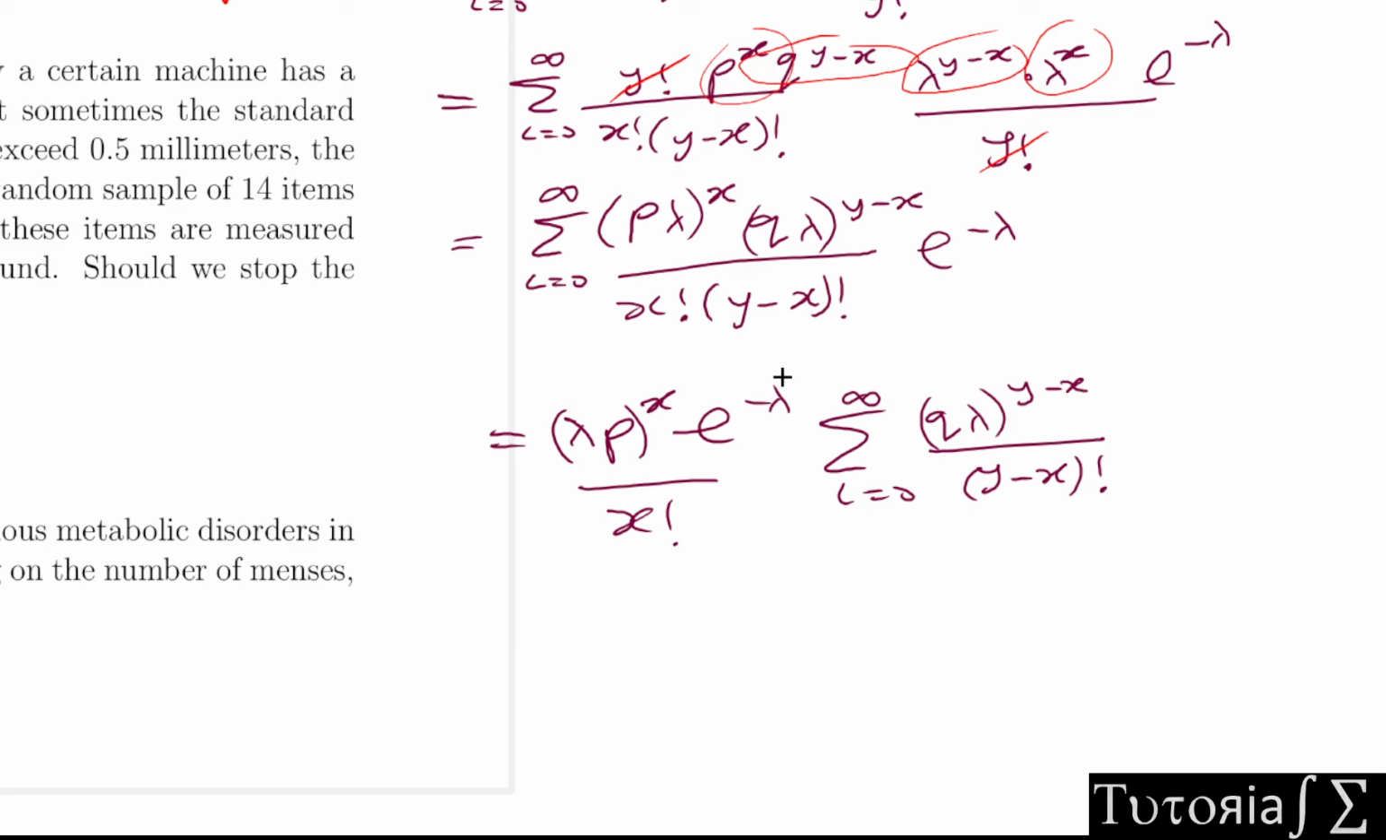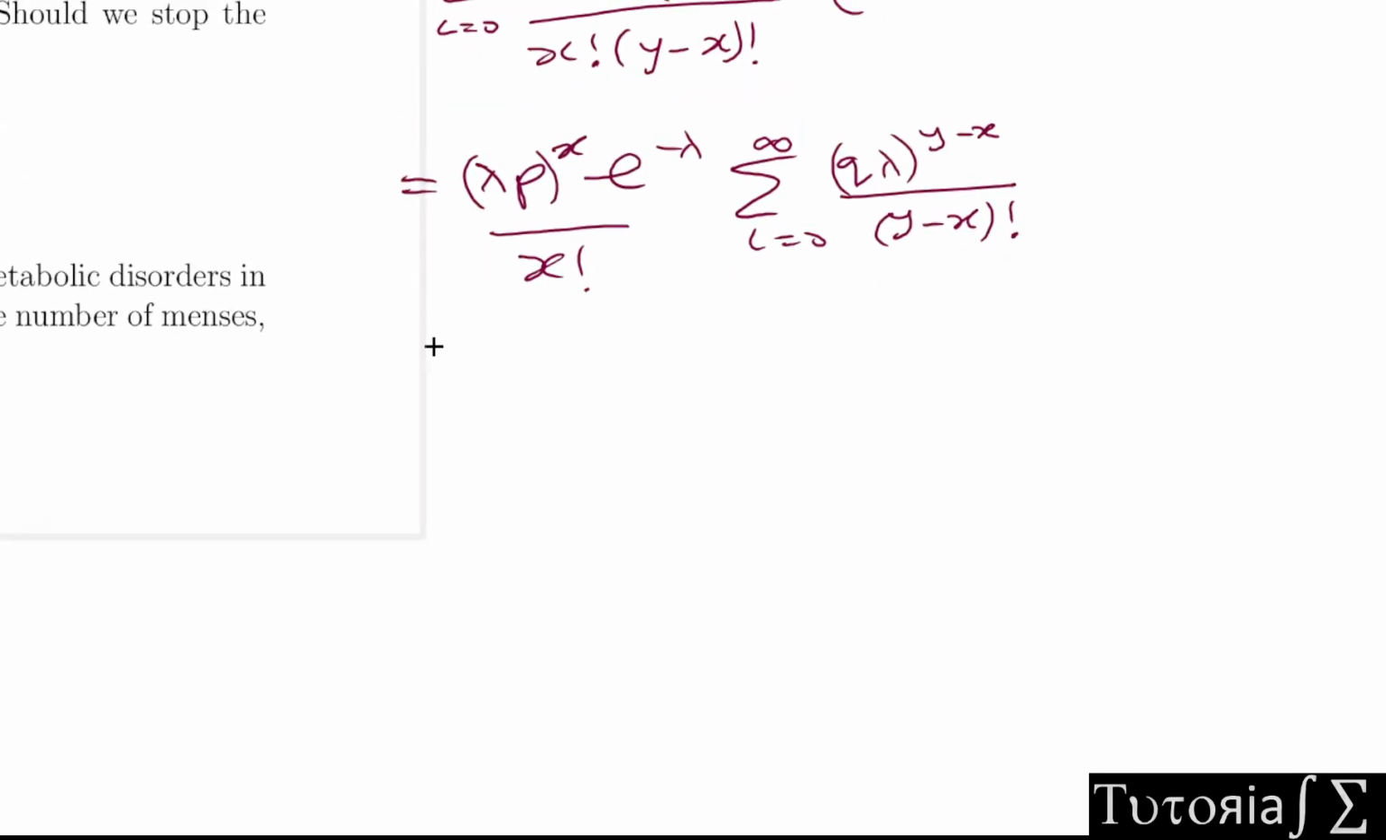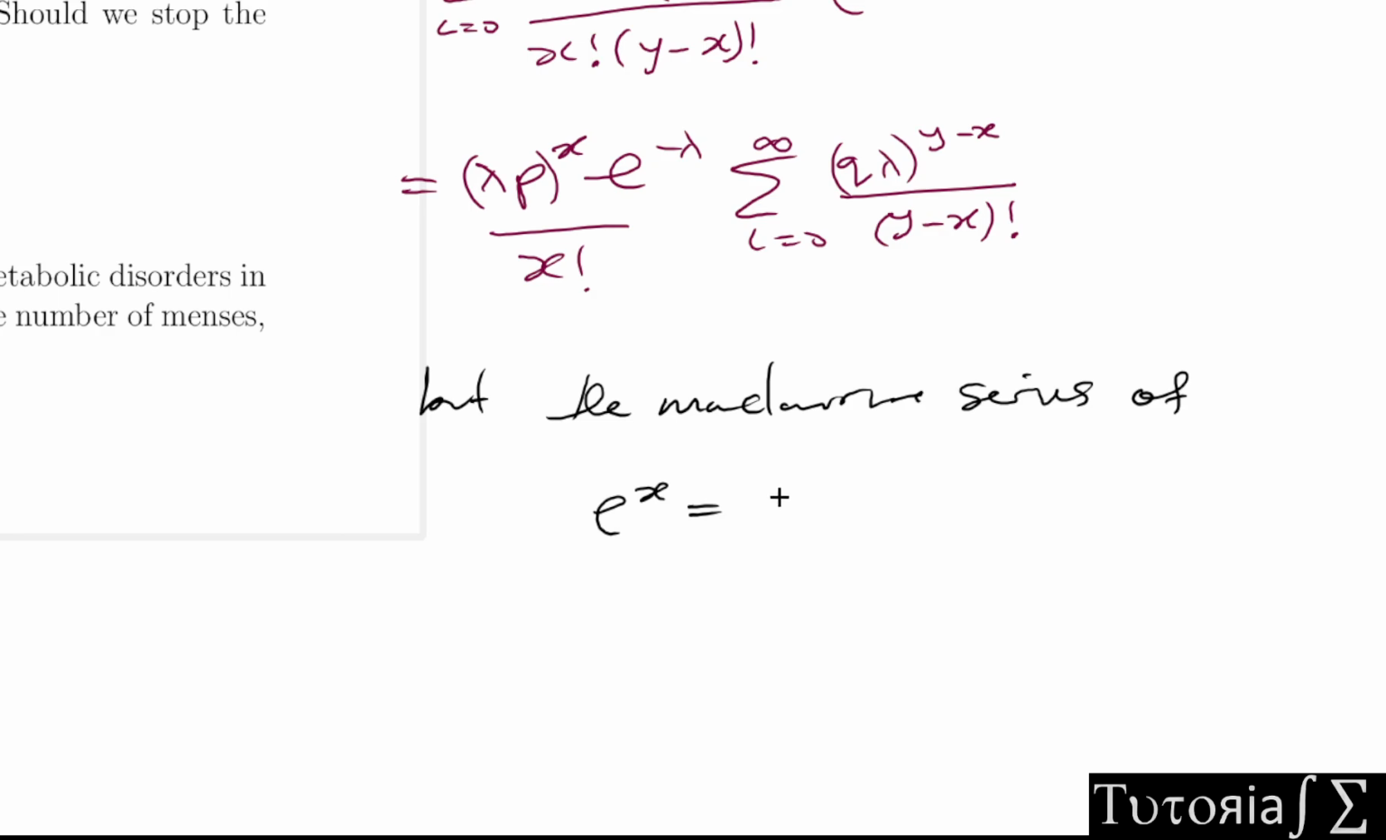Okay, now we need to look at this part that is here, and we know from experience that we can find the function of this through the Maclaurin series expansion. So we can say that the Maclaurin series of e to the x is just equal to the sum from 0 to infinity of x to the power n all over n factorial. You can prove this one and you can look it up. So we see that what is here is representing x, and y minus x is representing n.